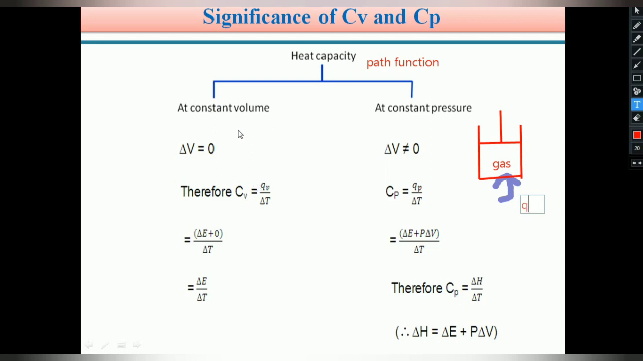Volume is constant means before giving heat, the volume is V1. After giving Q amount of heat to raise 1 degree centigrade, the volume is constant, so the volume remains V1. Therefore, the change in volume, delta V, equals V1 minus V1, that equals 0. So I write here delta V is equal to 0. At constant volume, the change in volume is 0.